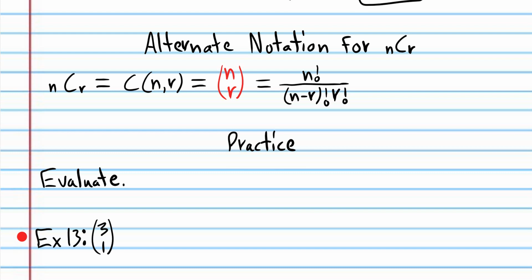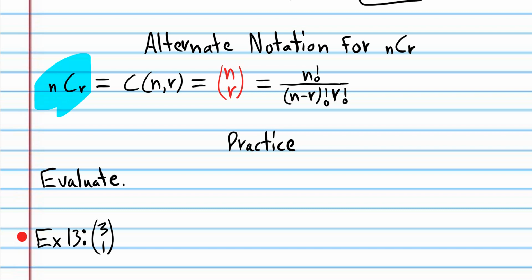We also need to learn an alternate type of notation for nCr. We're going to use this alternate notation when we learn the binomial theorem. It's just going to make things easier for us. So remember, this symbol up here is the number of ways that you can pick r distinct things out of n distinct things. Or it's the number of groups of r distinct things that you can choose out of n distinct things.